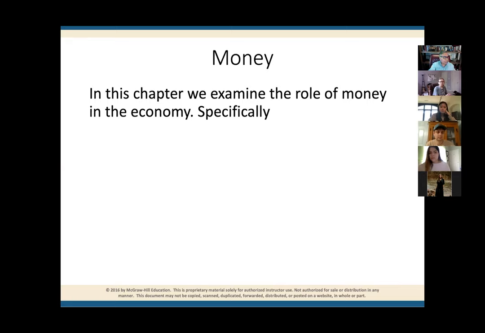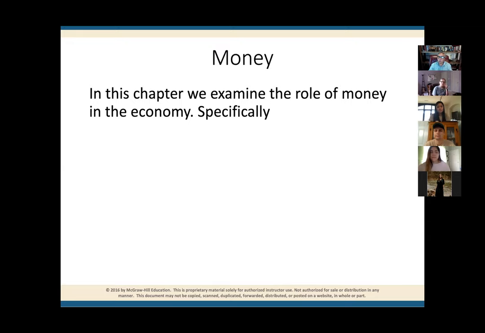So let me begin by asking you a question. If I was to ask you, give me a definition of what money is, what would you tell me? What is money to you? Anybody? I'd probably say currency that possesses economic value, but that's okay. So you think that money is currency, okay?